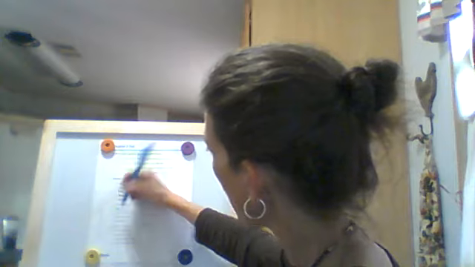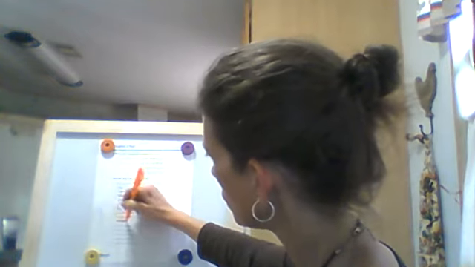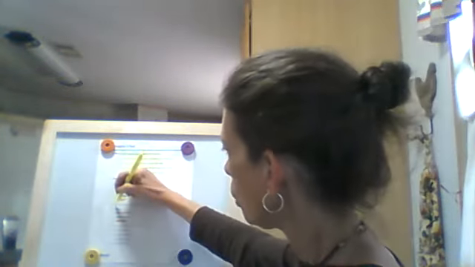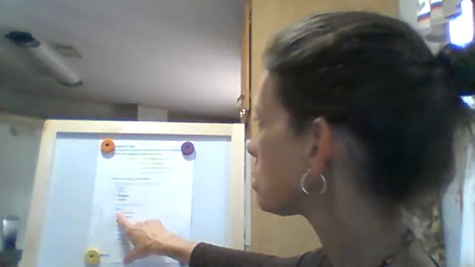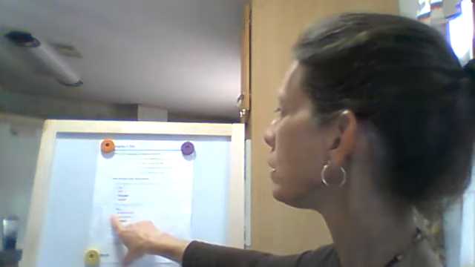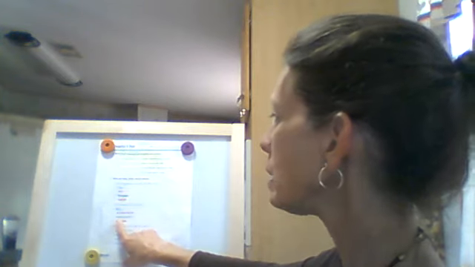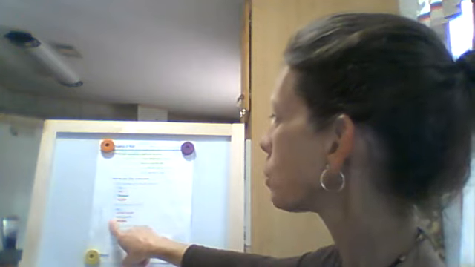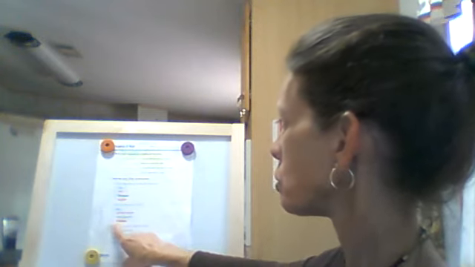Our choices are bats, gnawing mammals, marine mammals, or marsupials. And the question says, which mammals have pouches? If you think bats have pouches, circle the blue one. If you think gnawing mammals have pouches, fill in the pink one. If you think marine mammals have pouches, fill in this one. Or if you think marsupials have pouches, fill in this one.